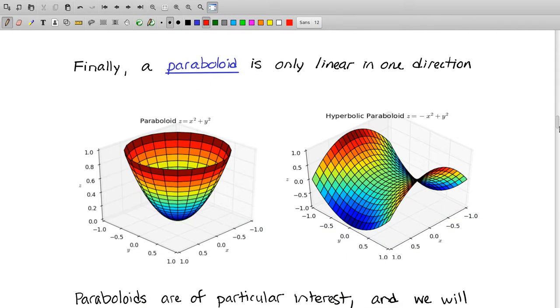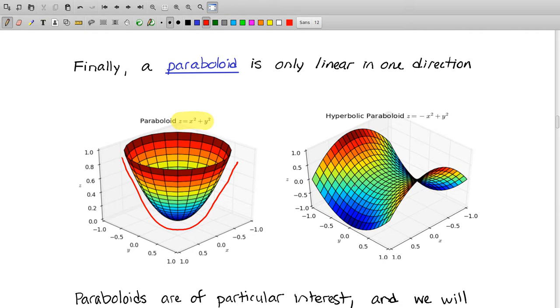Finally, there are shapes called paraboloids. They look like parabolas when you view them from the side. You can have a simple parabola rotated around an axis. That would be, for example, this one, z equals x squared plus y squared. It looks like your standard parabola in the xy plane that has been rotated around the z-axis.